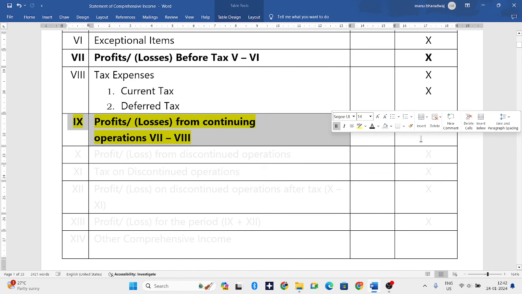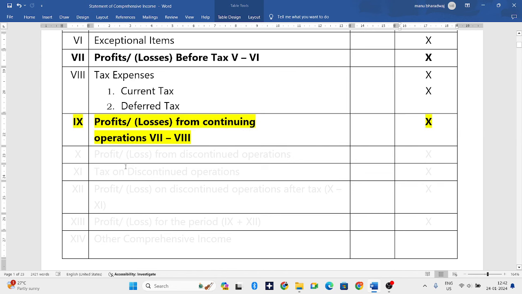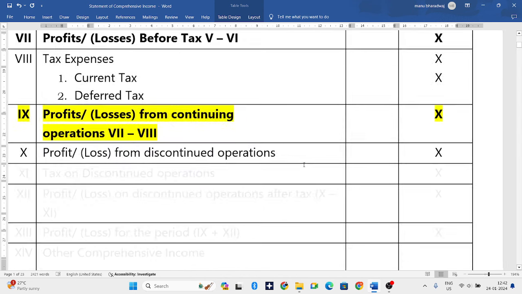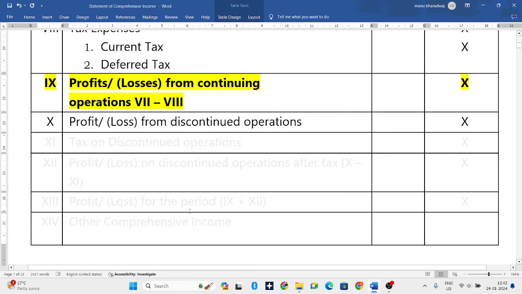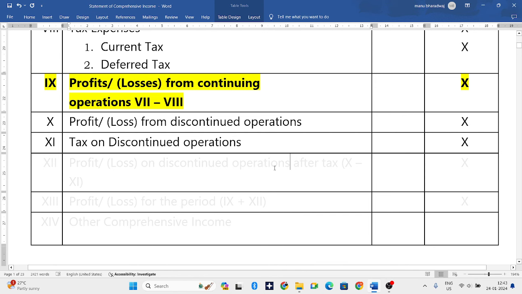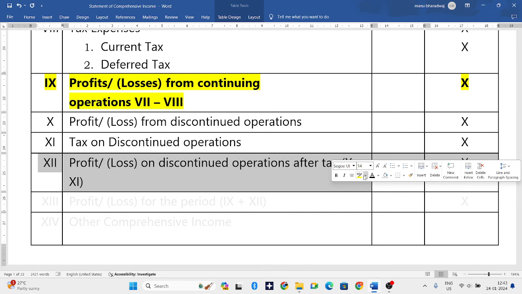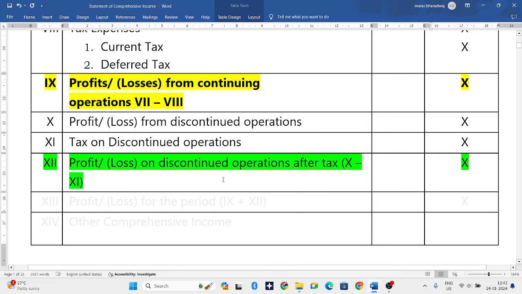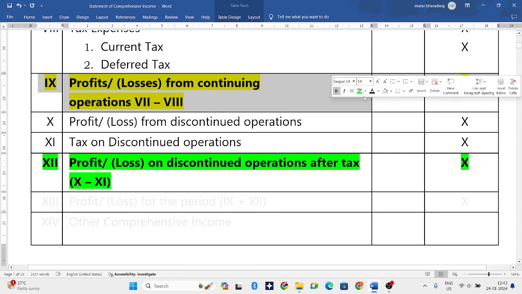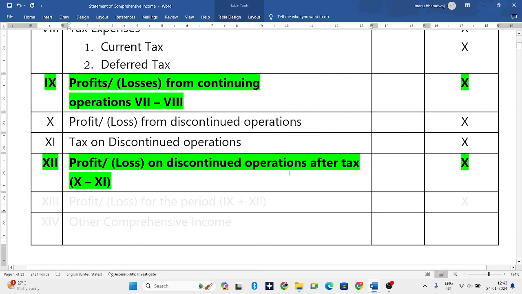Up to here it will be the first stage. One part ends here. Next will be profits from discontinued operations. Next we get profits from discontinued operations. They would have given the profit from discontinued operations directly in the question itself. Again, from that we have to reduce the tax. So we have to reduce the tax on discontinued operations. Then we will get profit or loss from discontinued operations. So the profit in discontinued operations, when we reduce the tax, gives profit from discontinued operations.